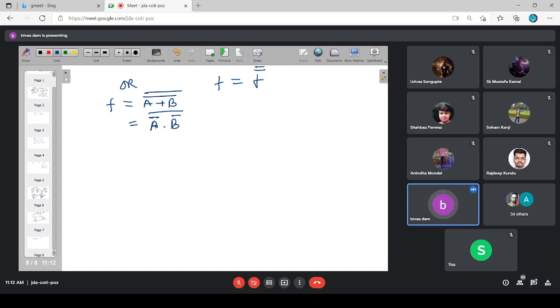So this A bar you can realize using one NAND gate. This B bar you can realize using another NAND gate. So A bar, and then this final output is nothing but the NAND of both these outputs. Yes, sir.